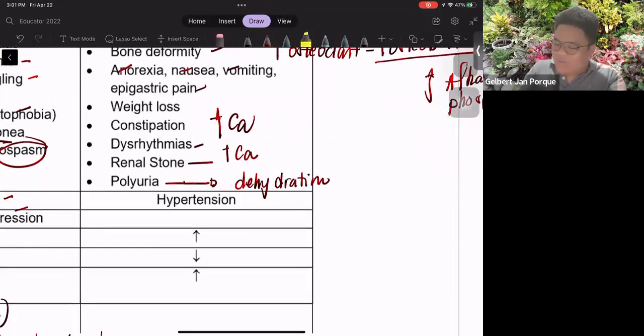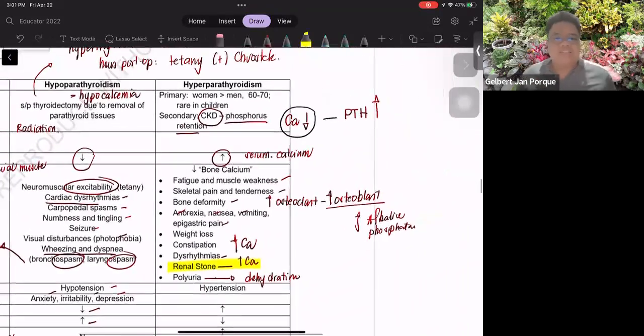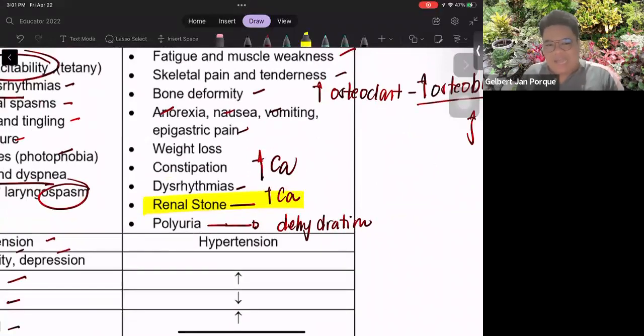By the way, class, I just remembered the concepts of renal stones. In hyperparathyroidism, your patient is at risk for renal stones because of the increased calcium levels. Plus, if your patient is taking calcium supplements, their risk for renal stones also increases. Now, how do we prevent that increased risk for renal stones?